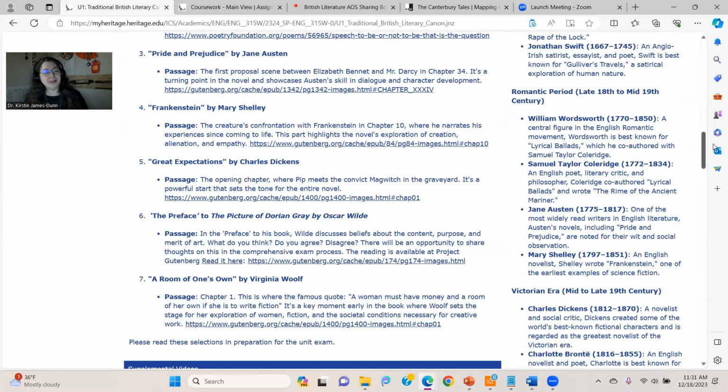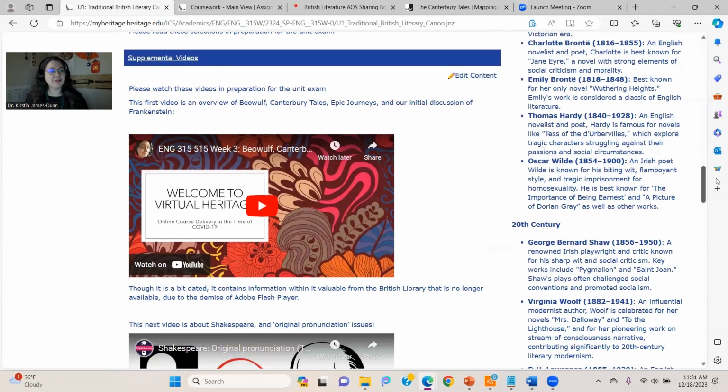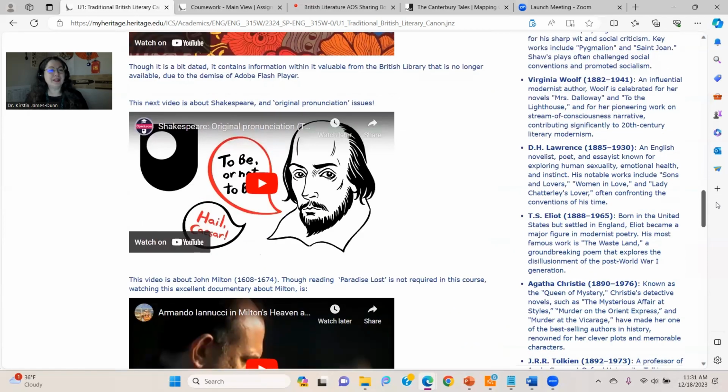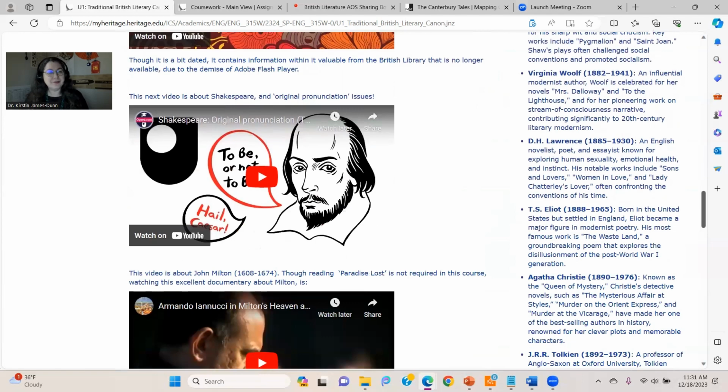We'll also be looking at a passage from Great Expectations by Charles Dickens, the preface to The Picture of Dorian Gray by Oscar Wilde, and a part of A Room of One's Own by Virginia Woolf. In terms of supplemental videos, we have a first video, which is an overview of Beowulf, Canterbury Tales, Epic Journeys, and our initial discussion of Frankenstein. Though it's a bit dated, it contains valuable information from the British Library that's no longer available. So I keep that in our course.